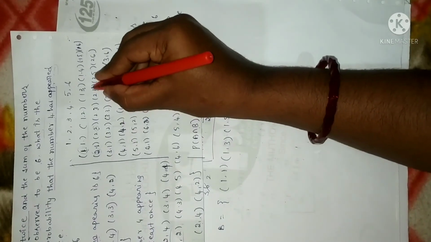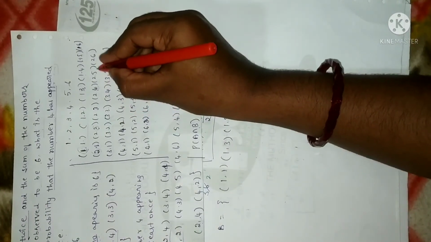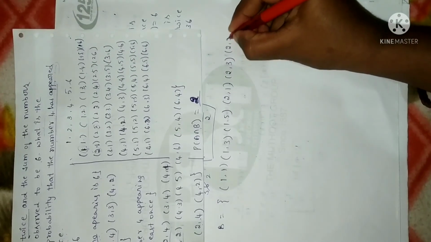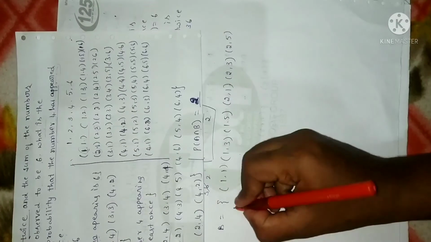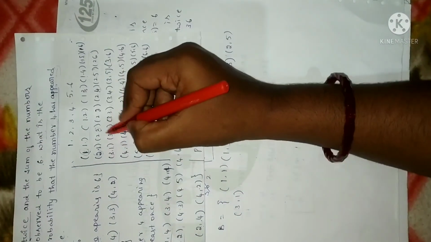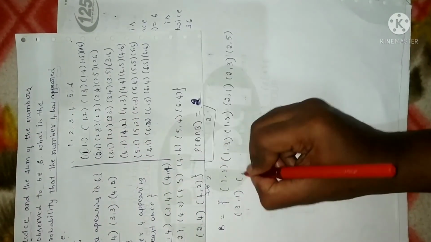Next 2, 4: 4 is not an odd number. Again 2, 5: so 5 is an odd number. You have to look at only the second position number. Next 2, 6: 6 cannot be odd. Next 3, 1: yes, 1 is odd. Next 3, 2: 2 cannot be odd. Again 3, 3: yes, it is odd.